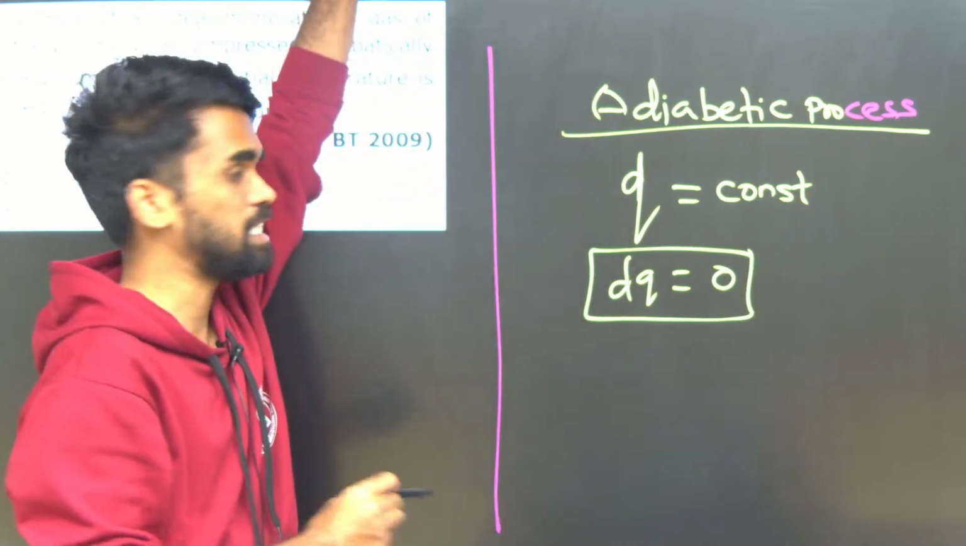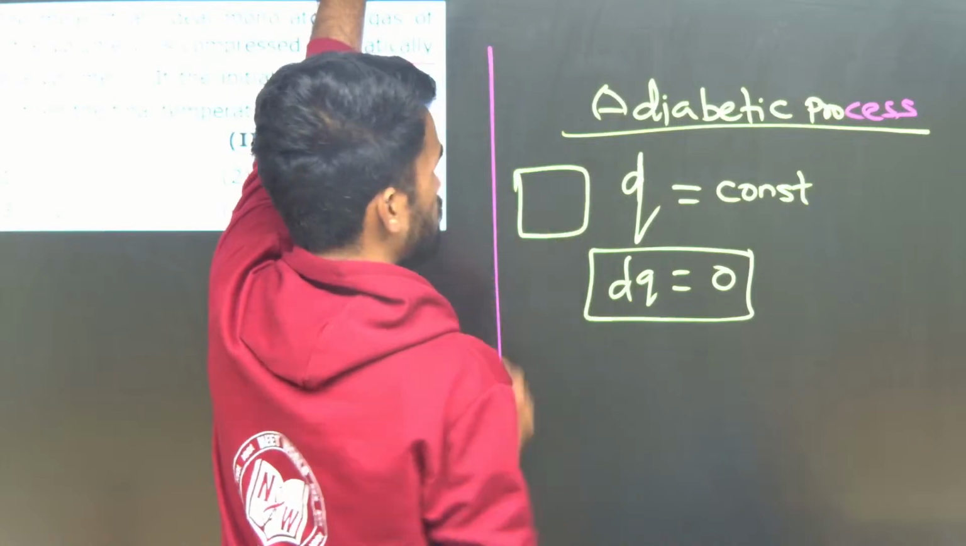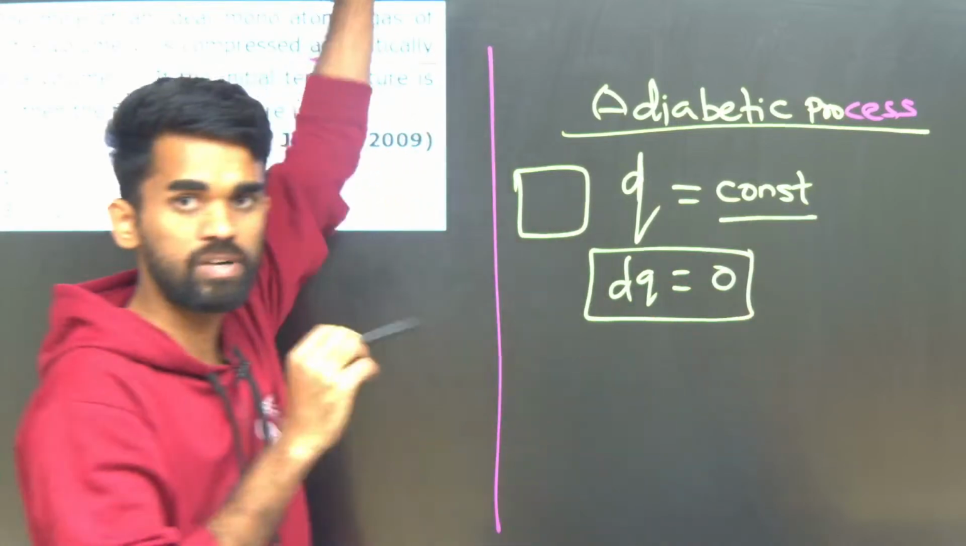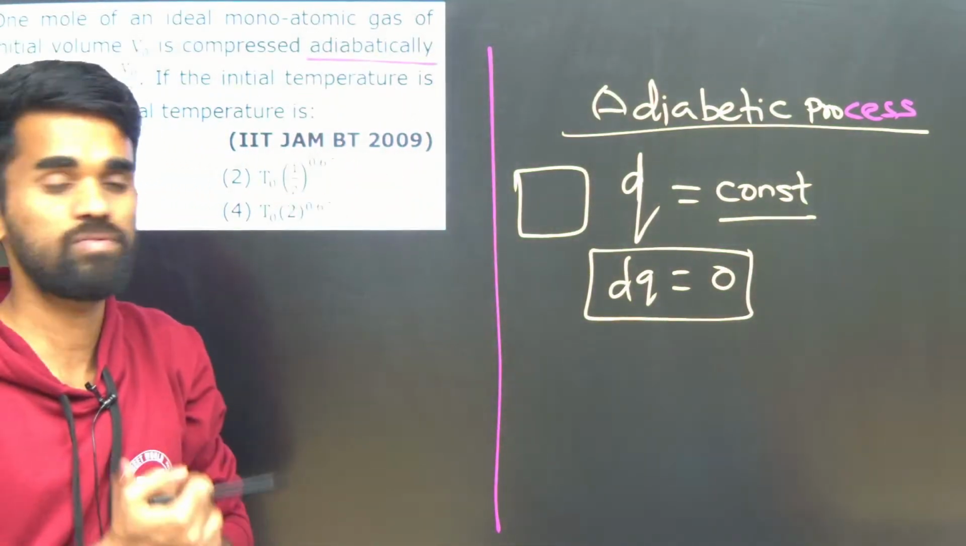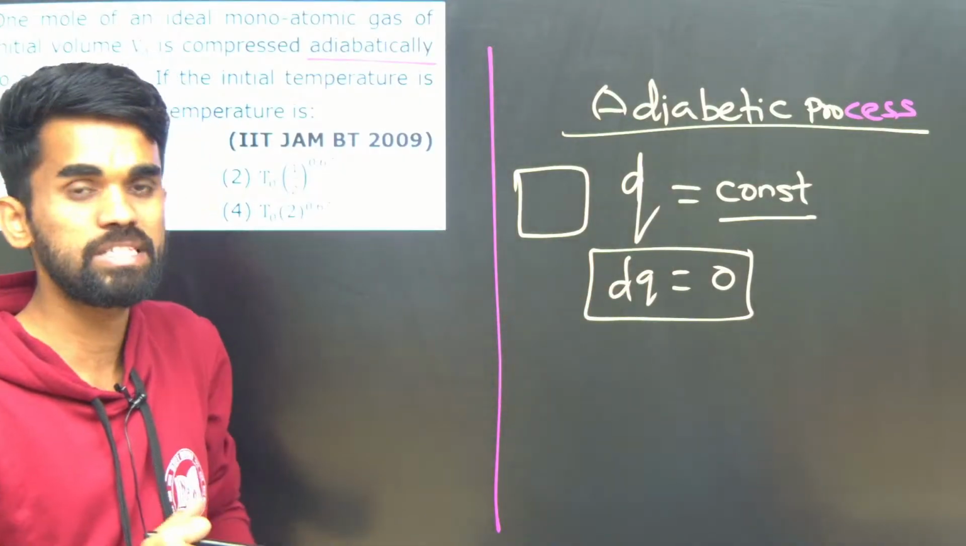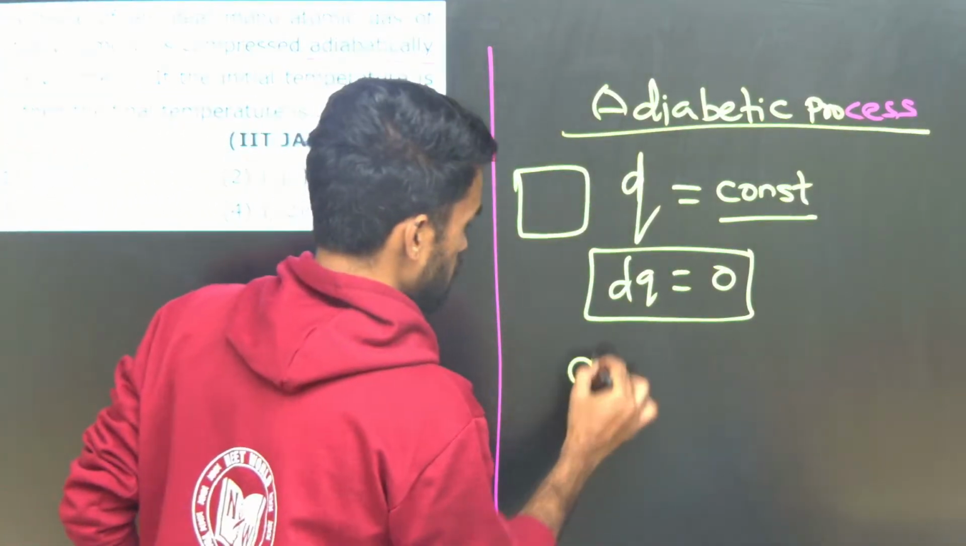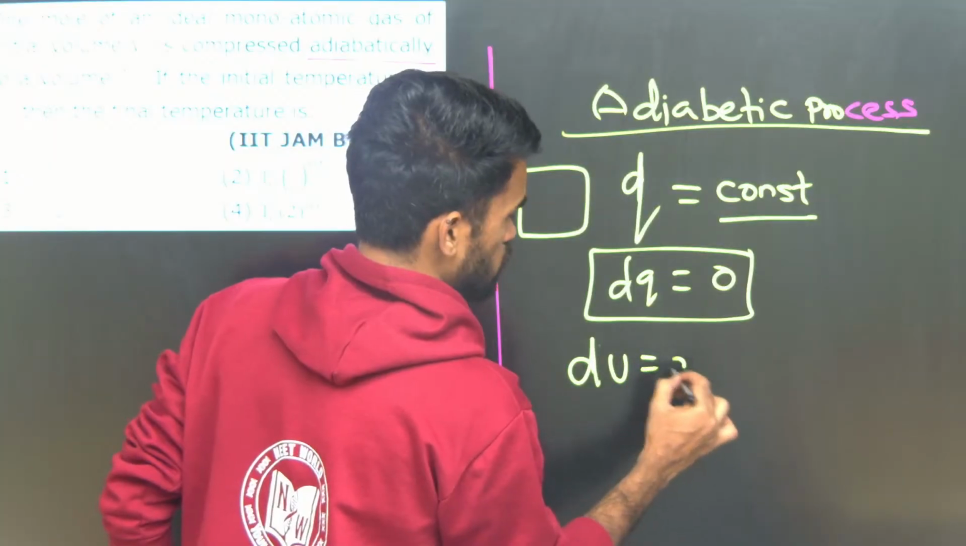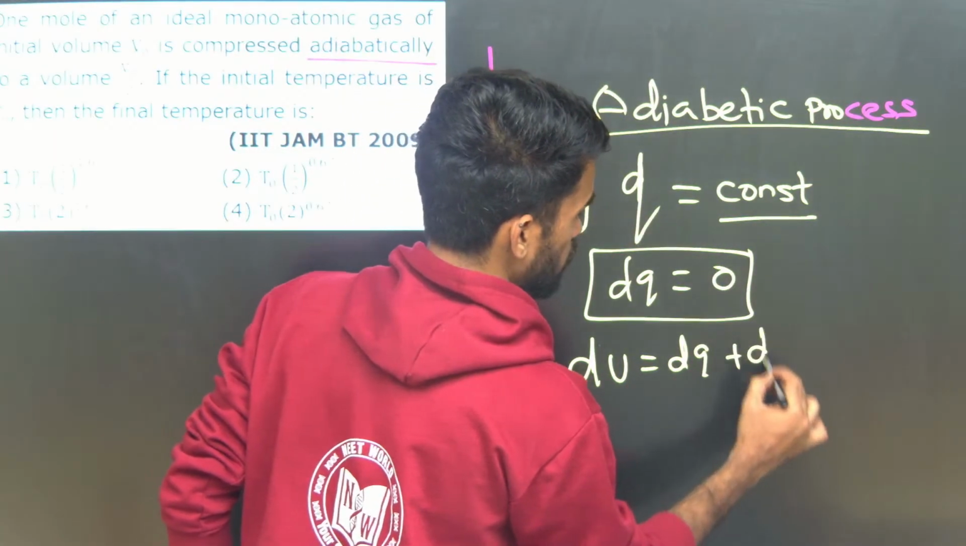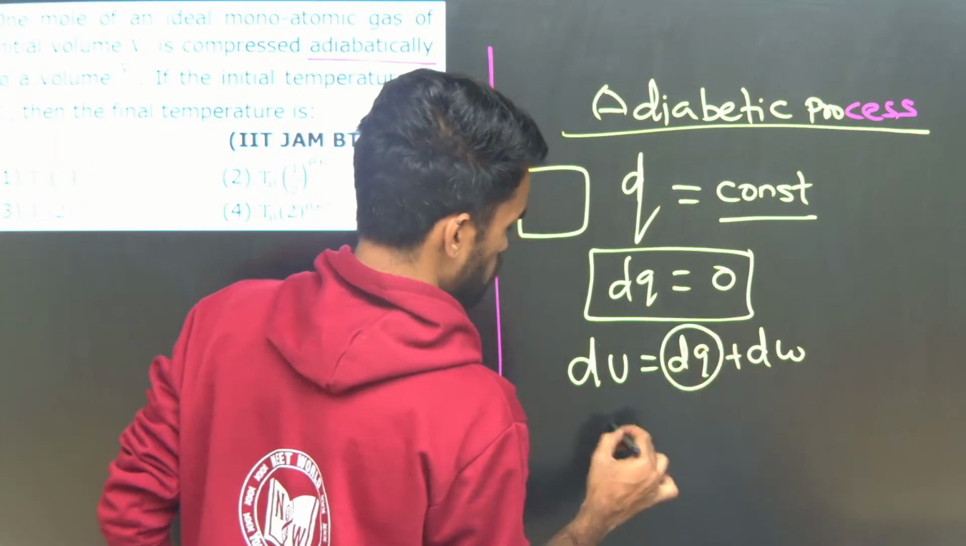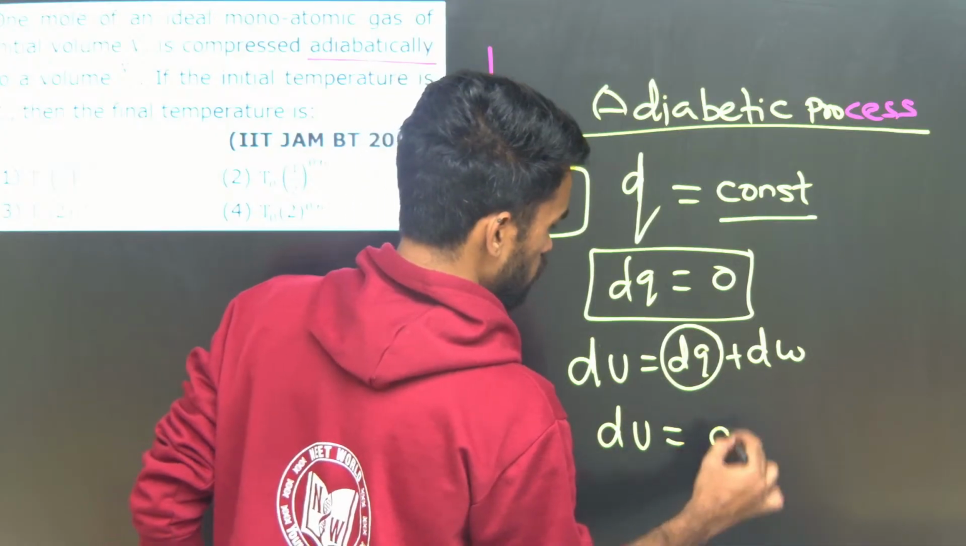Whatever heat the system has remains constant, there is no transfer of heat into the system or out of the system, that is, the change in heat will be 0. So from this, using the first law, dU is equal to dQ plus dW, no? So this term becomes 0. So dU equals dW.